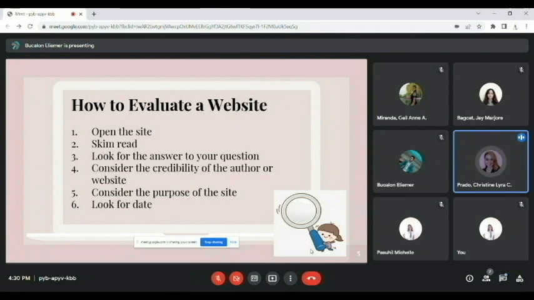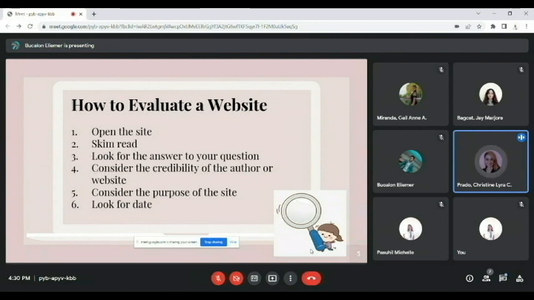Second, skim read. It determines whether you can read and understand the text. If it is too complicated or difficult to understand, find another website that may provide the information you need. Third, look for the answer to your question. Find out if the information on the site actually answers your question. You can use a search box, navigation menu, or pull up your own search box by pressing Ctrl or Command F and type in the keywords you are searching for.